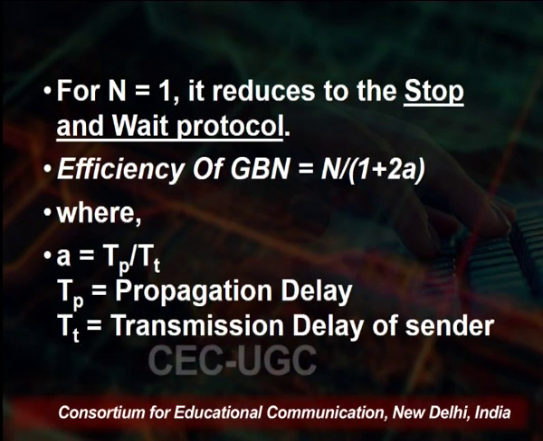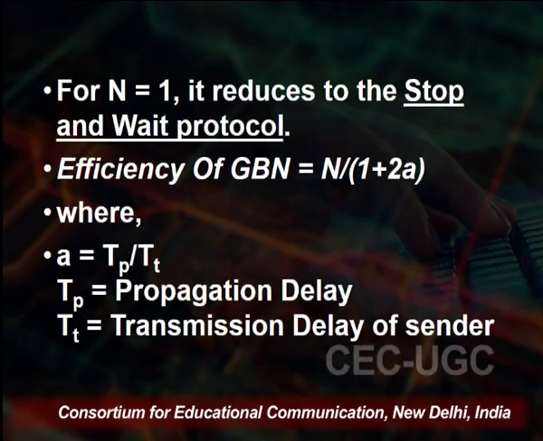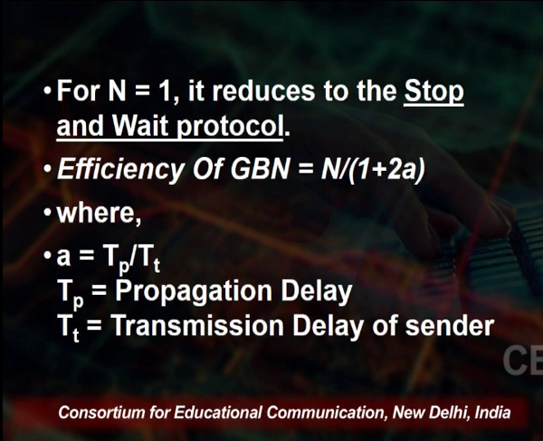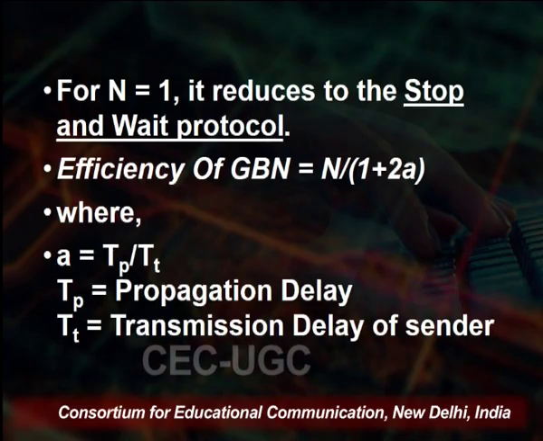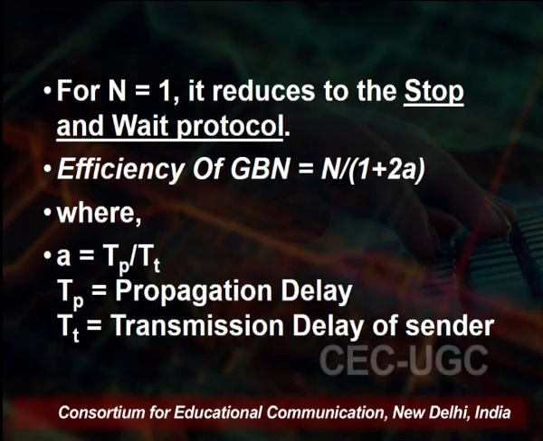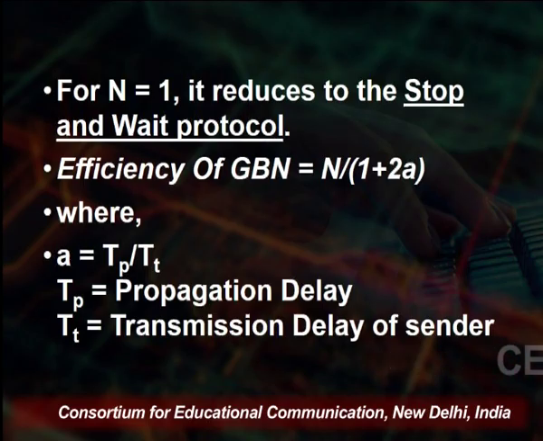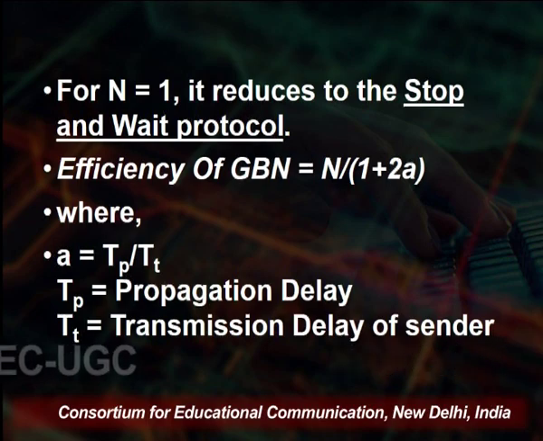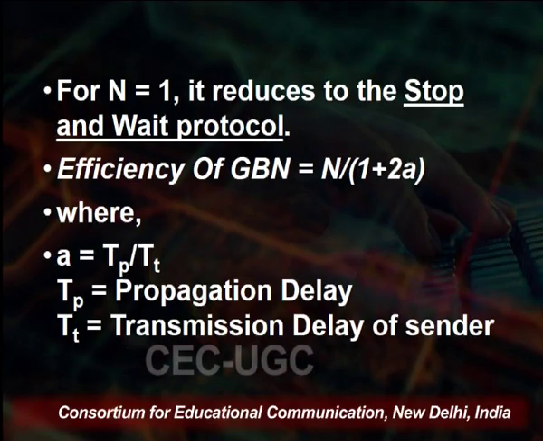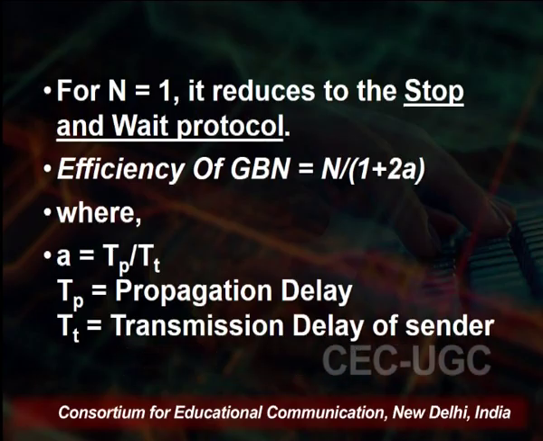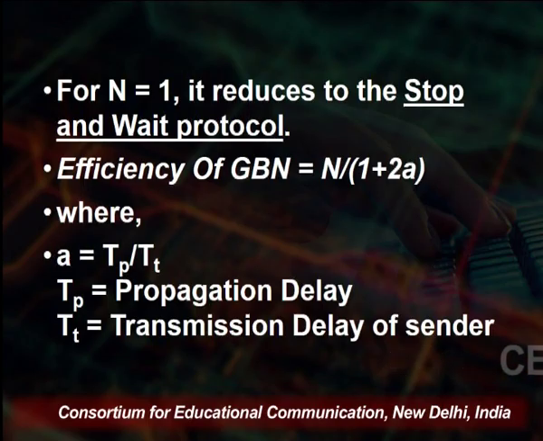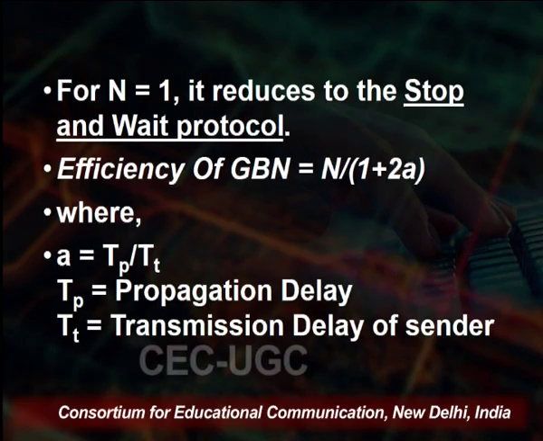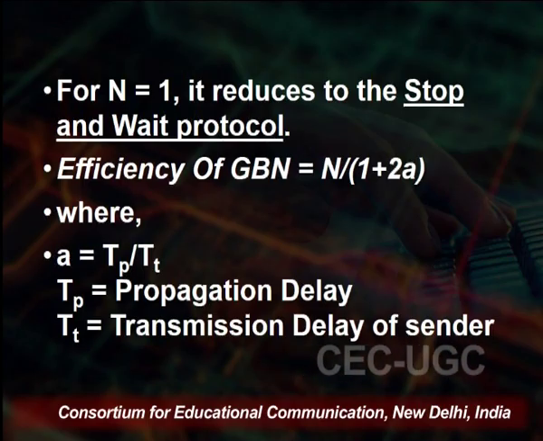Efficiency of this go back N is n divided by 1 plus 2a, where a, as we have seen in our previous lecture, is the ratio of propagation delay to transmission delay of the sender, which is Tp divided by Tt. So, n divided by 1 plus 2 into Tp divided by Tt, which is propagation delay divided by transmission delay of the sender.